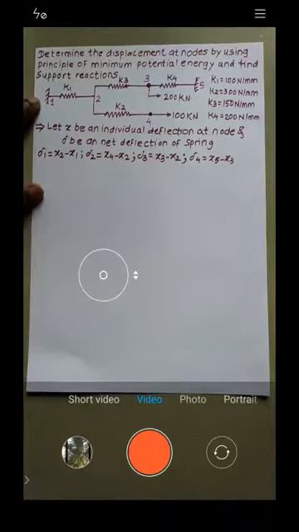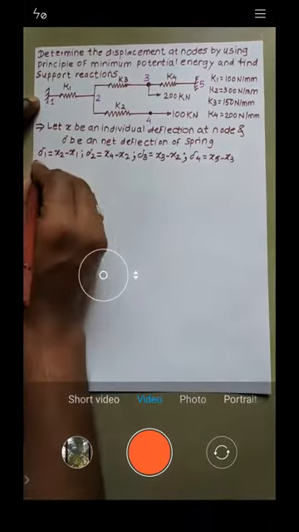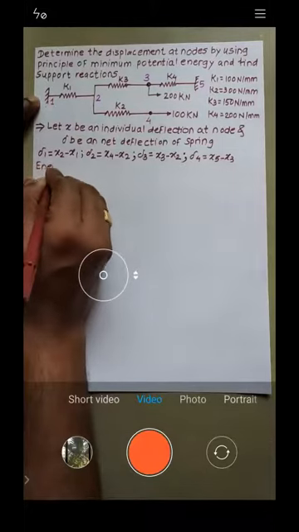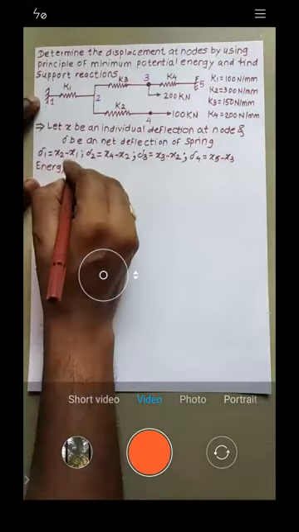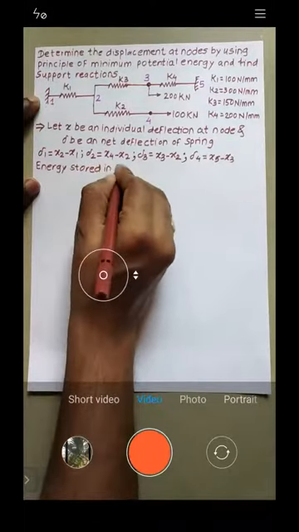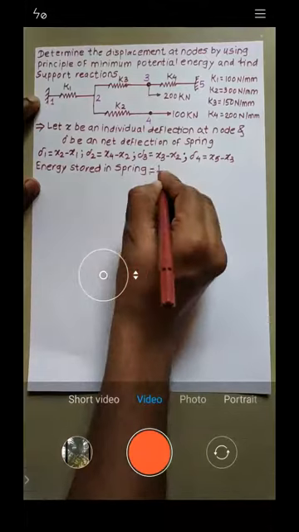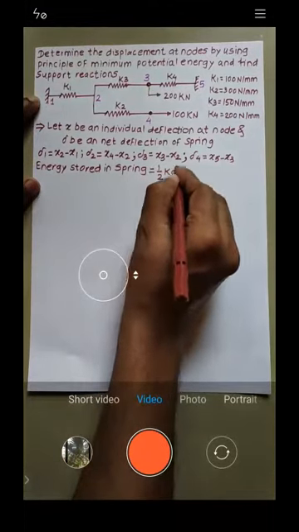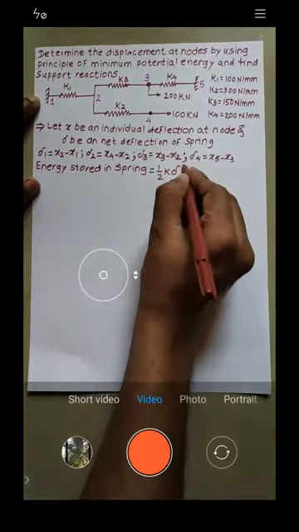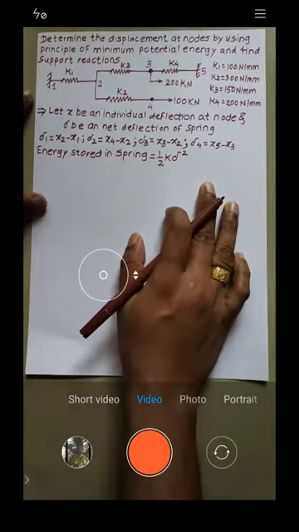So what is the next step now? We need to calculate the energy stored in the spring. What is the formula for energy stored in the spring? It is given by half into K into deflection squared, half K delta squared, right?